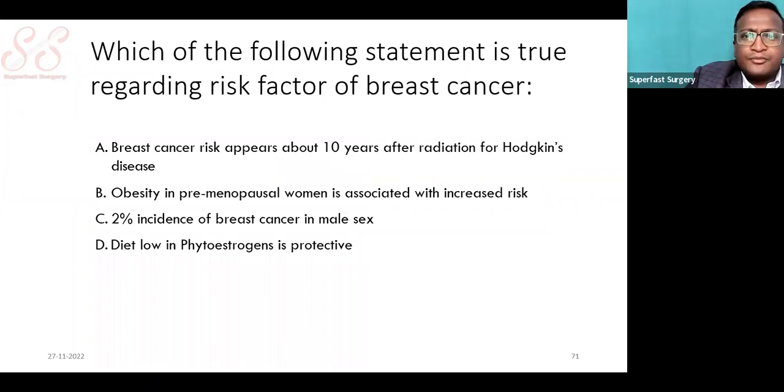Which of the following statements is true regarding the risk factors of breast cancer? Risk factors of breast cancer are an important topic because they can have several permutations and combinations, and they frame questions which seem easier, but they can trap you by changing the options.